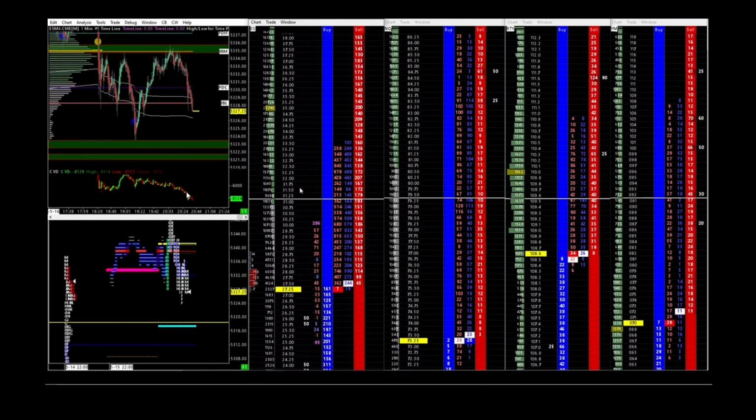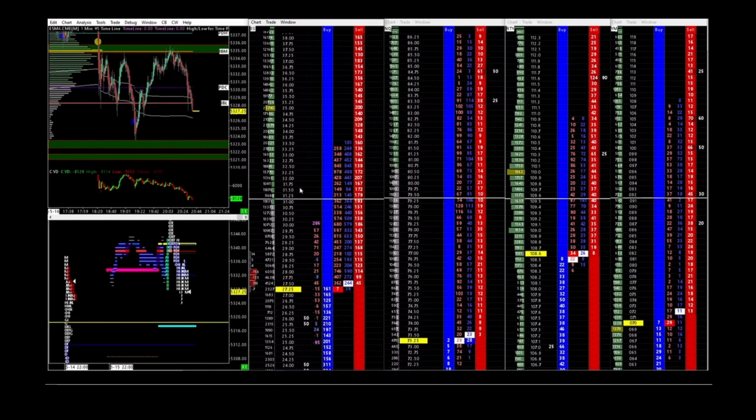At the bottom we have delta, which essentially measures the difference between aggressive buyers and aggressive sellers. We have market profile to understand context of the day, of where the market spent the most time. And then we have the 4 DOMs.